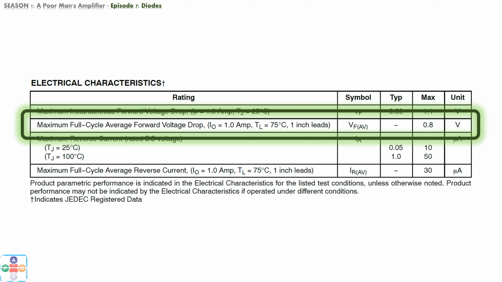First, we have I/O, which stands for operating current. Simplified, this says, constant current of 1 ampere flows through the circuit all the time, while the circuit is powered on. Next is the TL parameter, which stands for leads temperature.